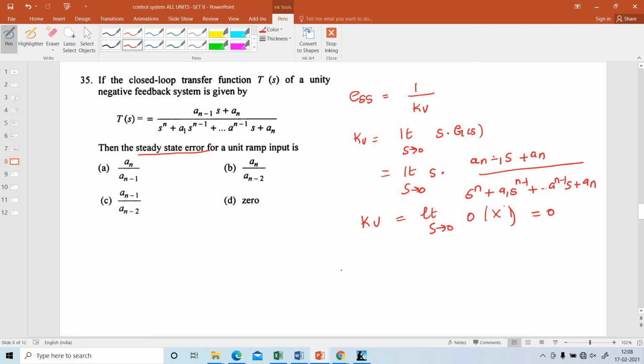So if we substitute kV equal to 0, I'm going to find out ESS. So ESS equal to the steady state error for the unit ramp input. Is 0, sorry. So the answer may be 0.